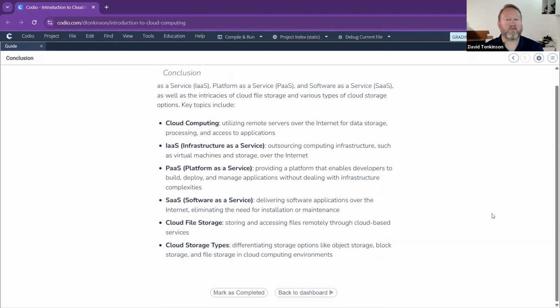So the conclusion for today, we spoke about cloud computing. We realized what it is. We know it is utilizing a lot of shared resources. And we spoke about what IaaS is. It's simply infrastructure as a service.